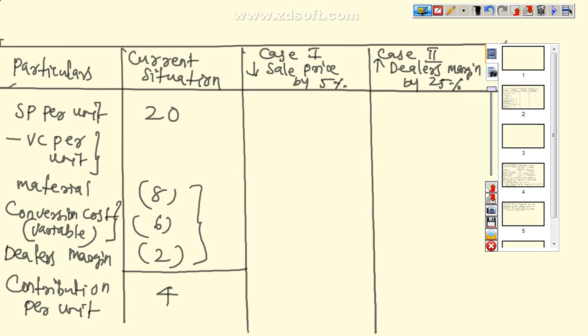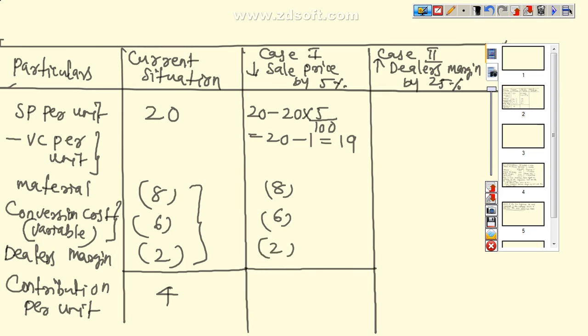Now case 1, we have to reduce the selling price by 5%. That means 20 minus 20 into 5 upon 100, that is equal to 20 minus 1, that is equal to 19. So the variable cost remains constant, 8, 6, 2. So that is equal to 16. 19 minus 16 is equal to 3.